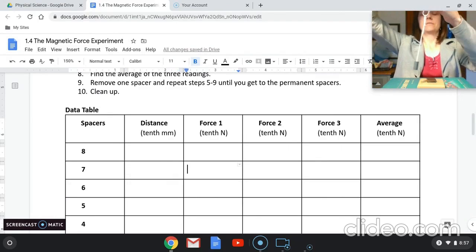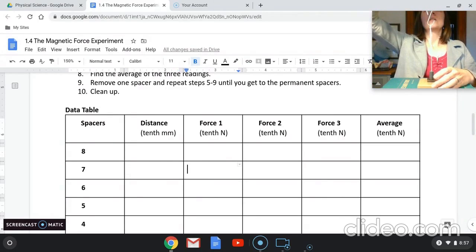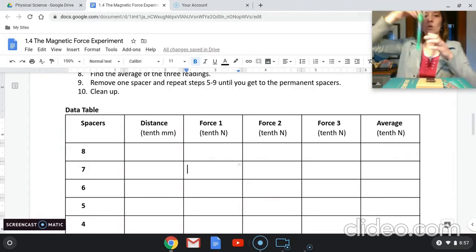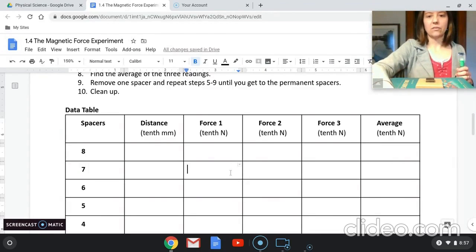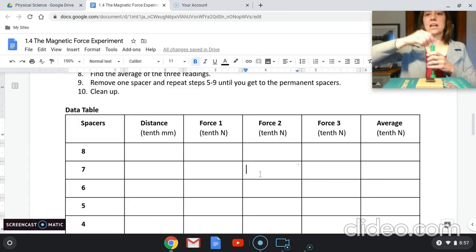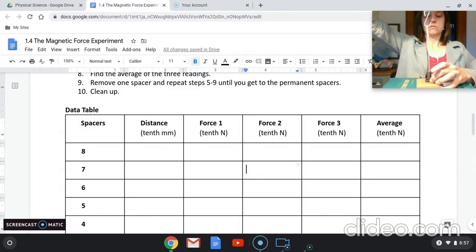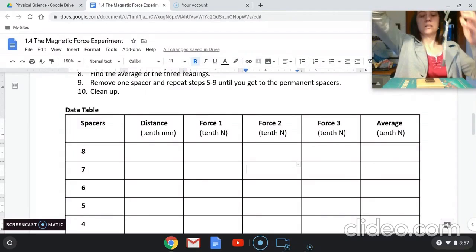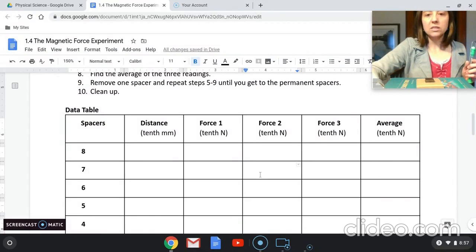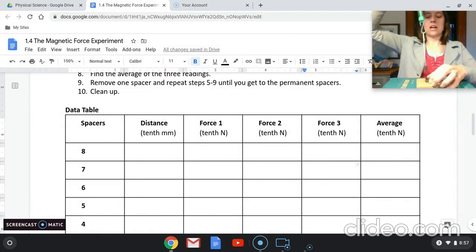Oh, wrong side. Okay, it is 0, 0.3, 0.4, 0.5, 0.6, 0.7. That was 0.7 newtons right there. Let's try that again. Trial 2. We have 0.3, 0.4, 0.5, 0.6, 0.7. Yep, 0.7 newtons. And now on to our third trial.